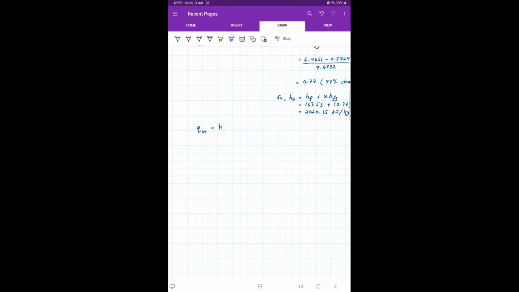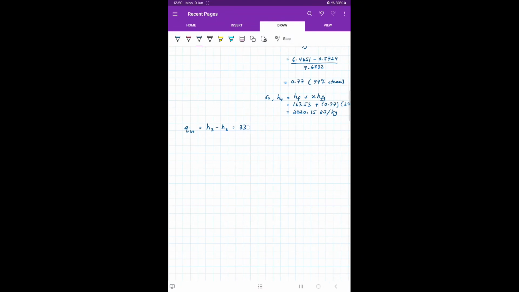So Q in is H3 minus H2, 3343.6 minus 293.53, and this is equal to 3050.07 kilojoule per kilogram. Then I have my Q out, the heat rejected at the condenser. That is H4 minus H1. This is 2020.15 minus 167.53.